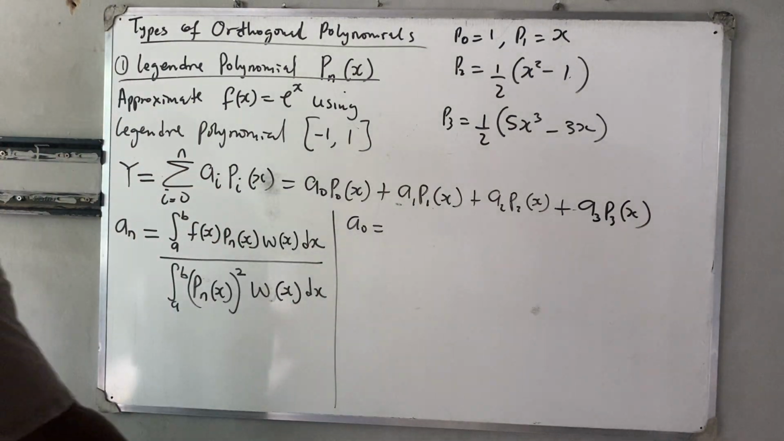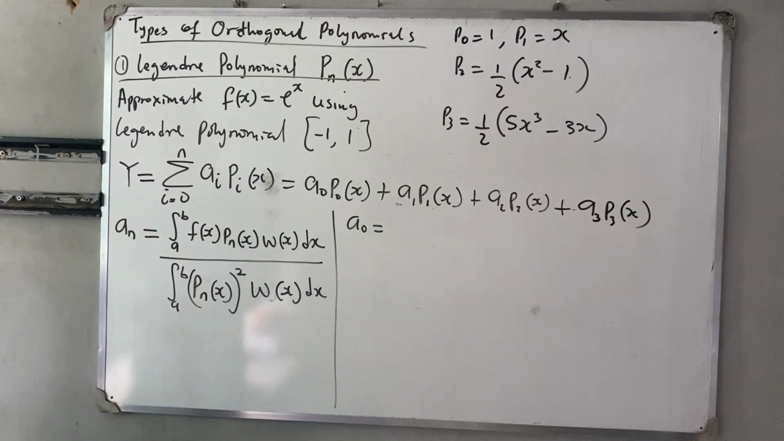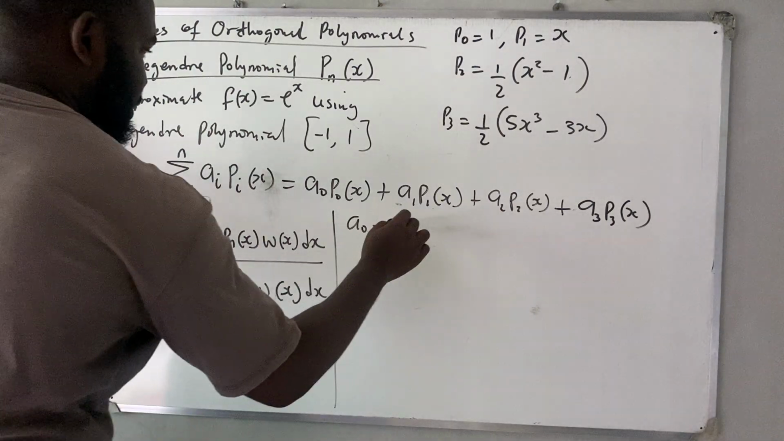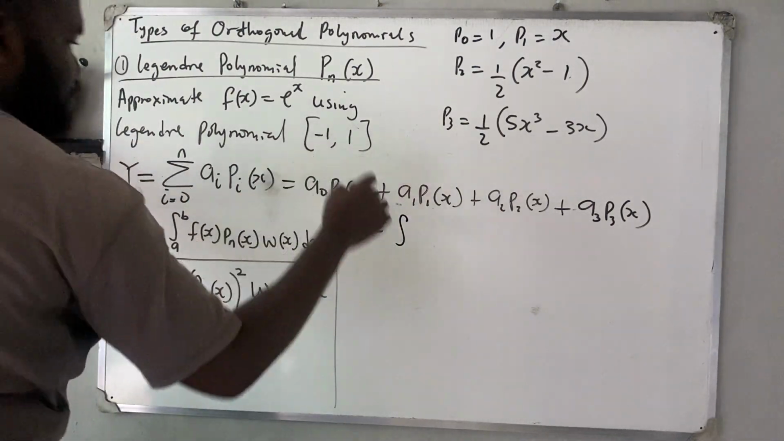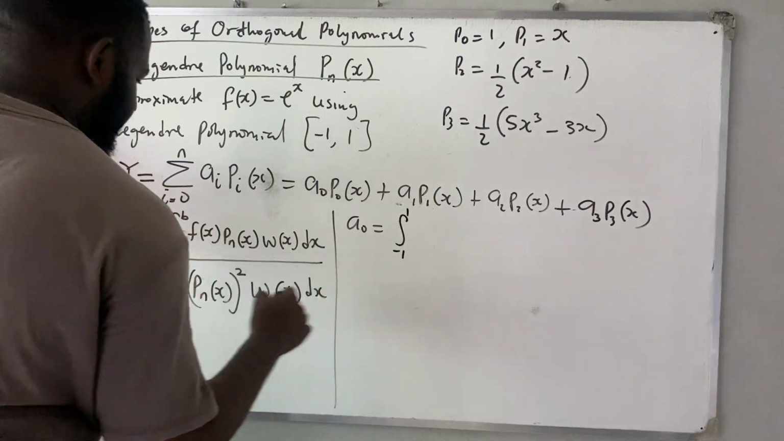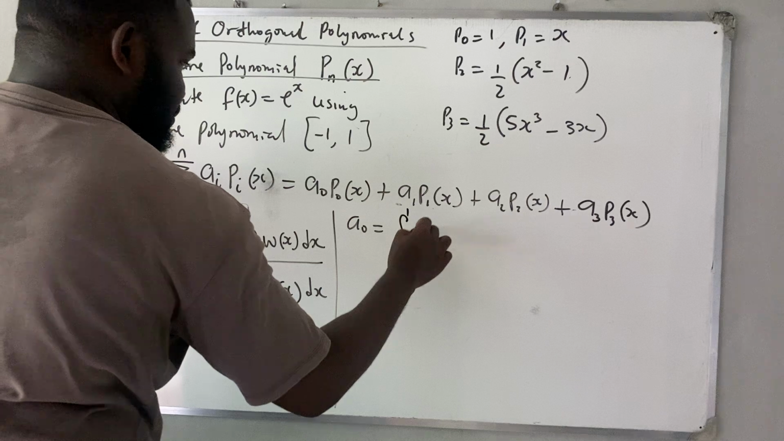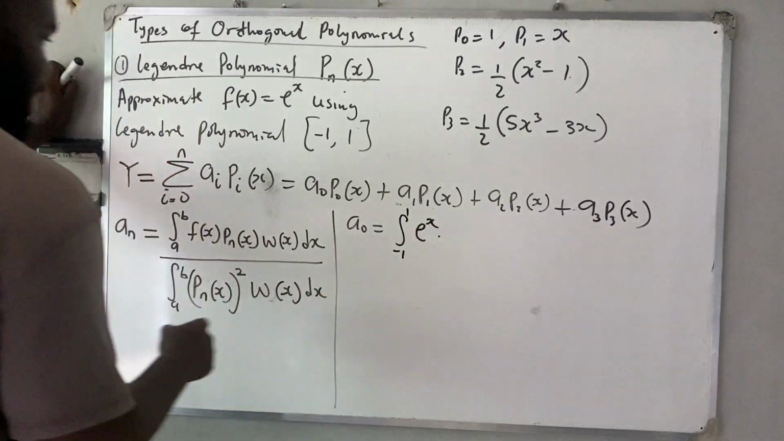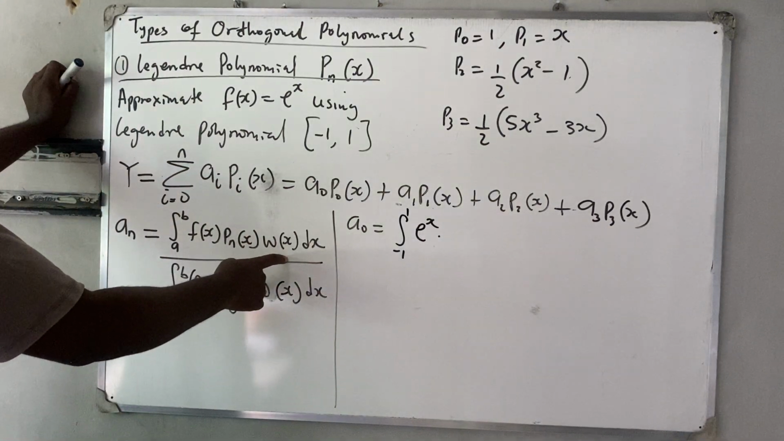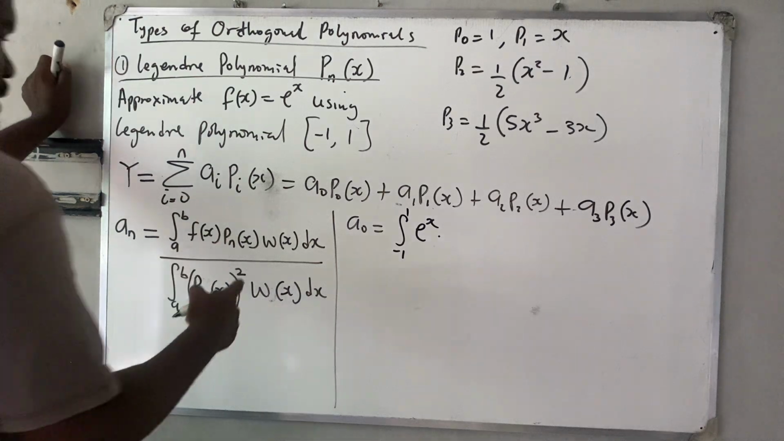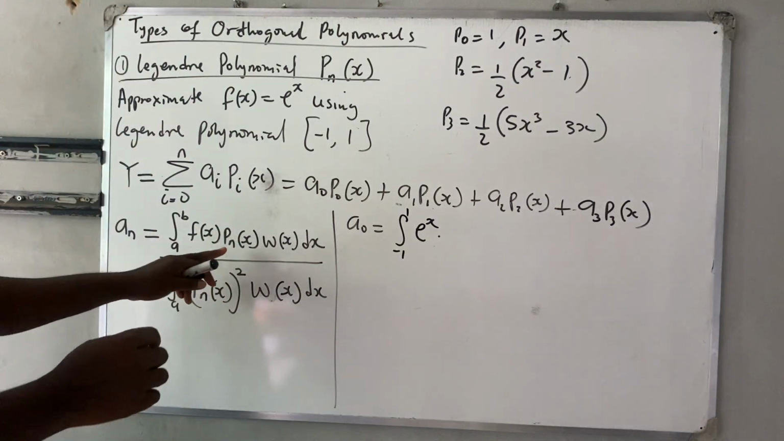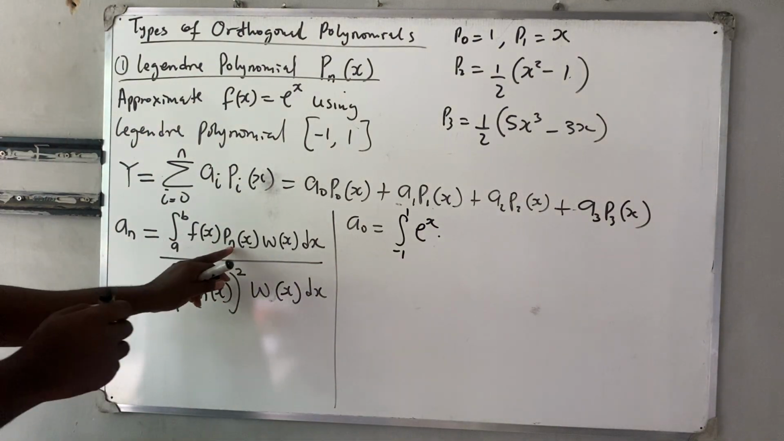So our a naught shows that anywhere we see n, we put what? 0. So if we put 0, I'm going to have the integral. The interval they gave us is from -1 to 1. So from -1 to 1 of what? The f of x is exponential x, multiplied by the weight function of Legendre. Don't forget it is 1. It does not change. So the weight function of Legendre is 1. So I'm looking for, and then our p naught.